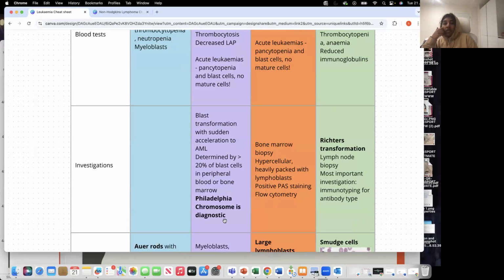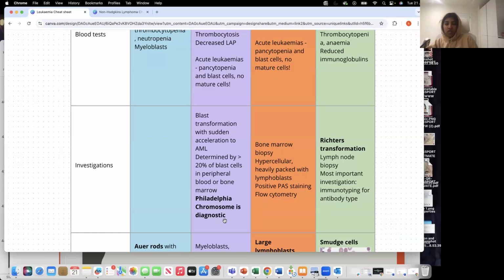So sometimes in chronic myeloid leukemia, you can get a blast transformation where suddenly you'll be in the chronic phase, and then suddenly it can turn into AML. So the chronic myeloid leukemia can quickly become acute myeloid leukemia, and that's very bad. And you don't want that happening.